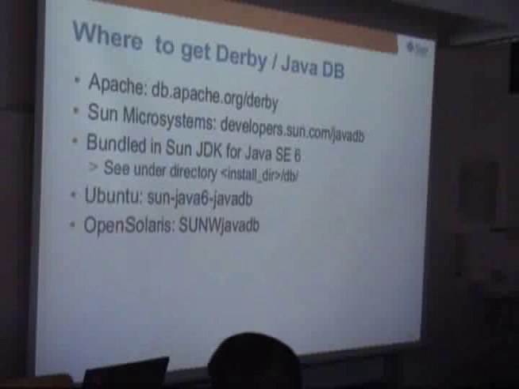So where to get Derby or JavaDB? You can go to Apache and download it from there. You can also go to the Sun Microsystems website and get it there. It is bundled in the Sun JDK for Java SE 6, if you look under the DB subdirectory of the JDK installation. Ubuntu has a package for it, and so does OpenSQLCamp as well.